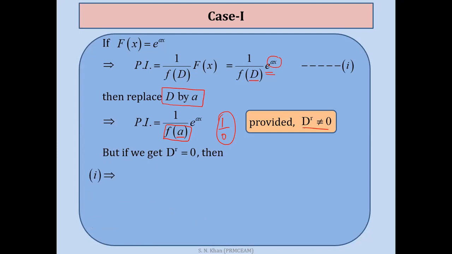equation 1 will become PI equal to x into 1 upon f dash of D into e to the power ax. What have you done? This is equation number 1: PI equals 1 upon f of D operating on e to the power ax. So if you are getting the denominator as 0, in that case, first we have to multiply the right hand side with the variable x. And obviously, this x will be placed before the operator. It will not be inside the operator; it will be outside the operator.